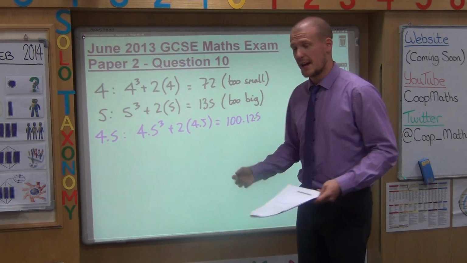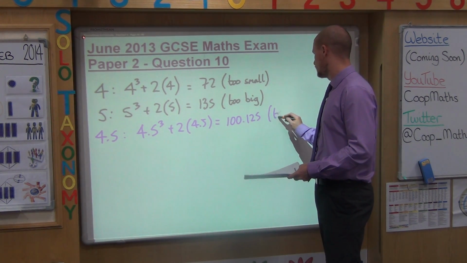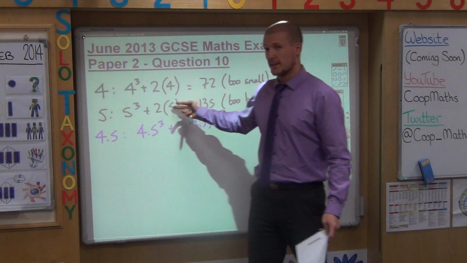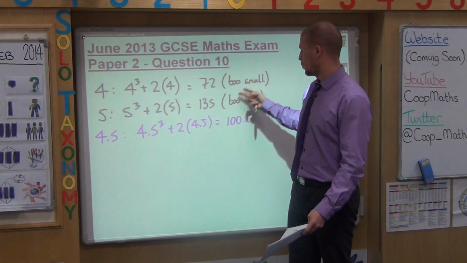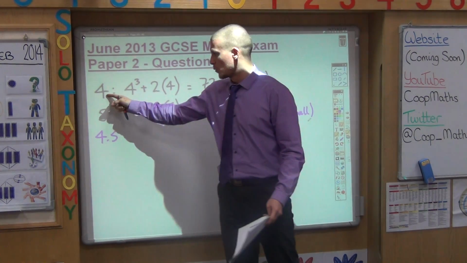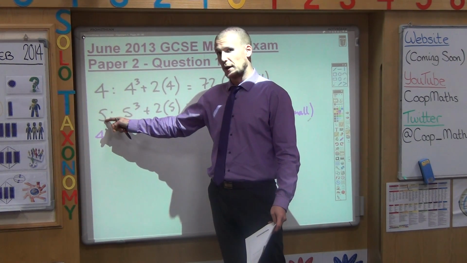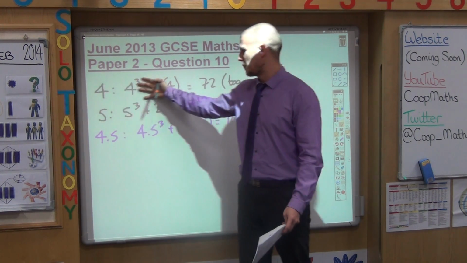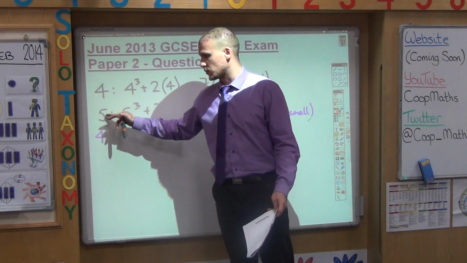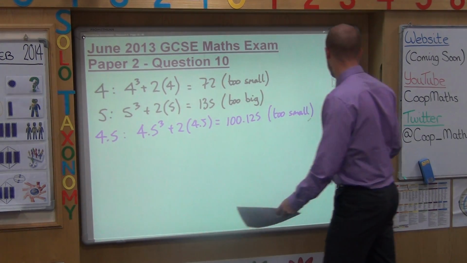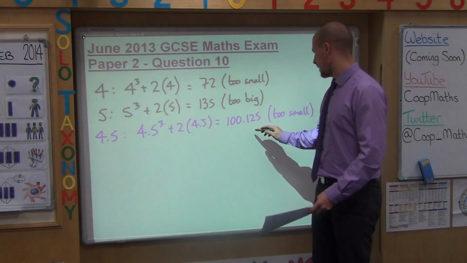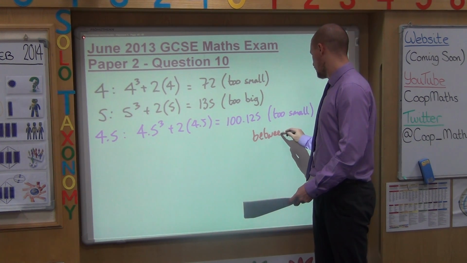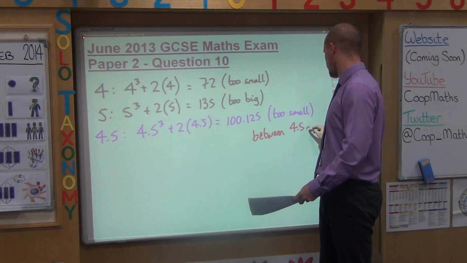Comparing that with 110, it's too small. And a quick glance back at these to remind ourselves about what too small and too big mean. 4 was too small, 5 was too big, so 4.5 is still too small. It's like we forget about that now. We know that our answer is going to be between 5 and 4.5, and we can state that. It's going to be between 4.5 and 5.